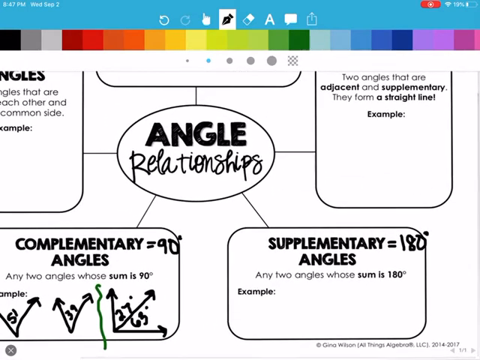The way I remember this, and this is what works for me, C comes before the letter S in the alphabet, right? Well, on a number line, 90 comes before 180. So the word that starts with C has the 90. The word that starts with S is 180. That's what works for me. If it doesn't work, don't use it. I'm trying to give you guys as many tricks as possible.